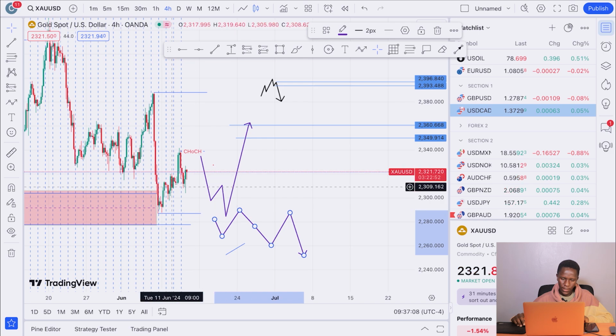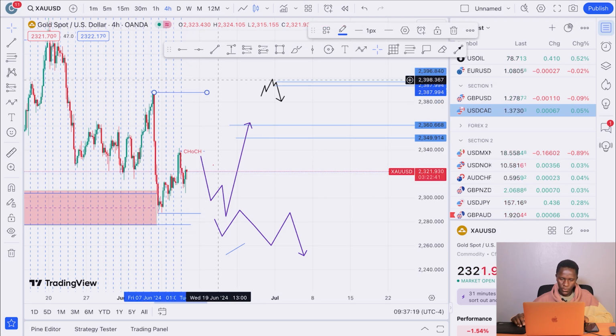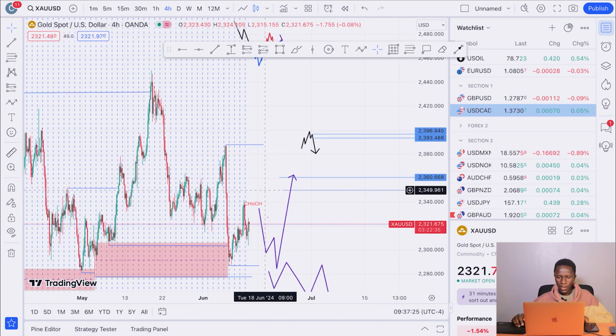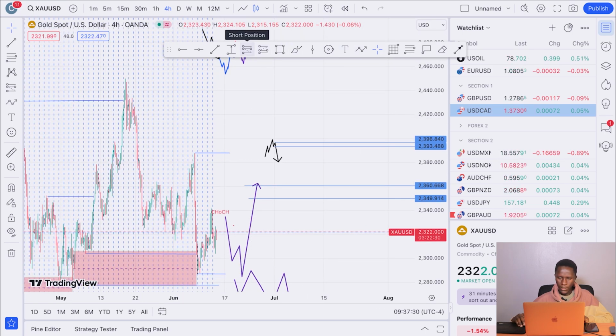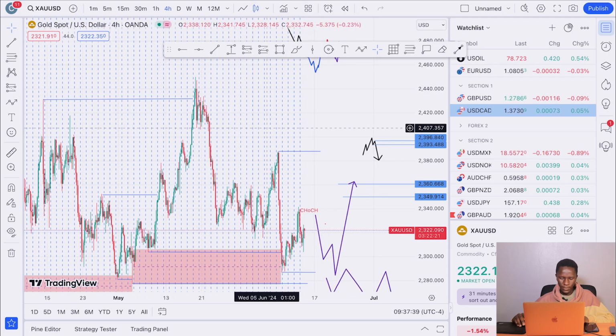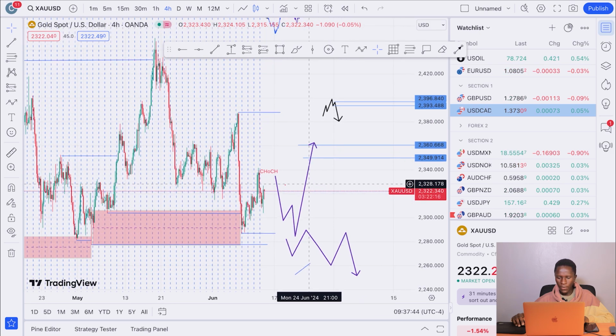Now, as the week is ending, we will be waiting for the next week to see how the market plays out. Most probably it might sweep this, then it comes and chokes from here. Or if it continues and chokes from here, then we'll be looking for buys. So that was my overview about the gold. But most probably I expect it to go up because it broke structure above. Then it might come and retest this side, then it goes further down. But for now, this is what we see.